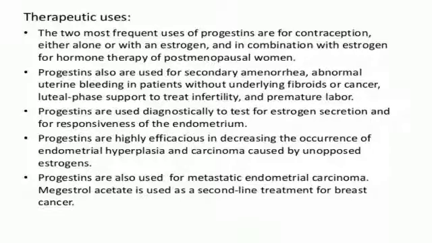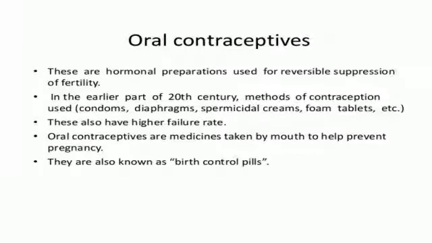The last one is the progestins are also used for metastatic endometrial carcinoma. Megestrol acetate is used as a second line treatment for breast cancer. So these are the different types of therapeutic uses for these hormone. Then last part is the oral contraceptive. These oral contraceptive are also called as birth control pill, are a safe and reliable option for preventing the unwanted pregnancy. These are the hormonal preparation used for reversible suppression of fertility.